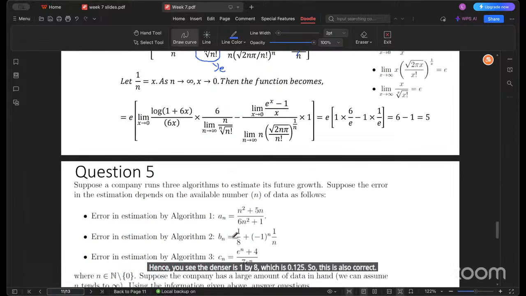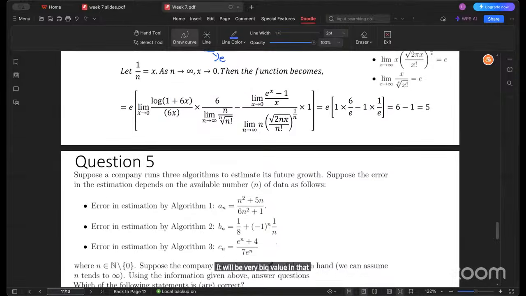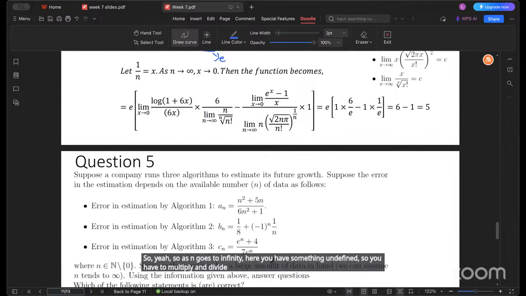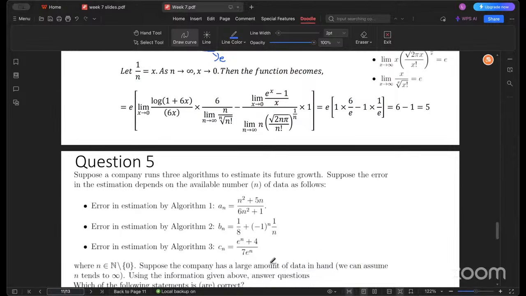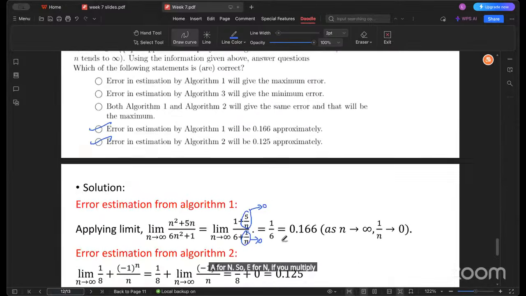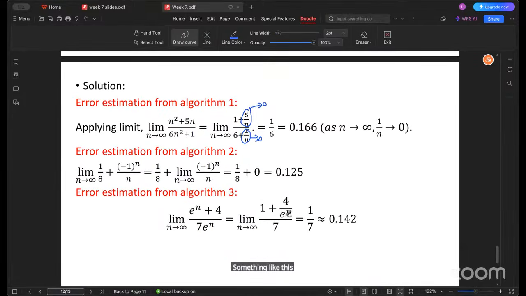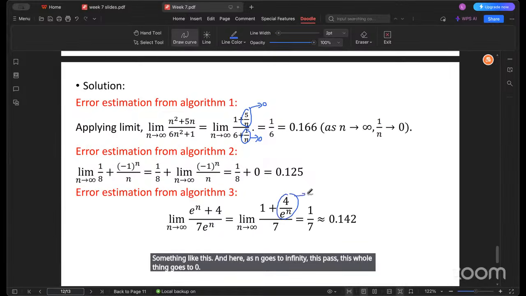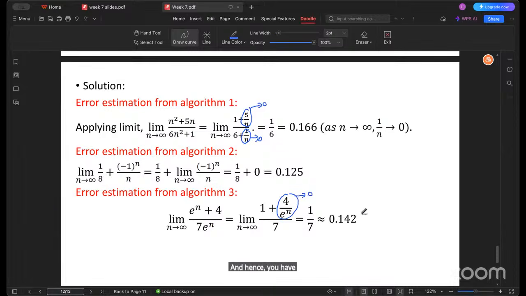What about the third one? It will be a very big value in the denominator. So as n goes to infinity, here you have something undefined. So you have to multiply and divide by e power n. If you multiply and divide by e power n, you will have something like this. And here, as n goes to infinity, this whole thing goes to 0. And hence you have 1 by 7, which is 0.142.